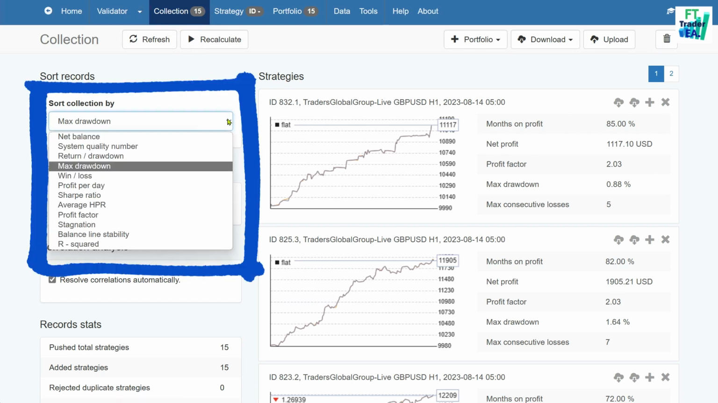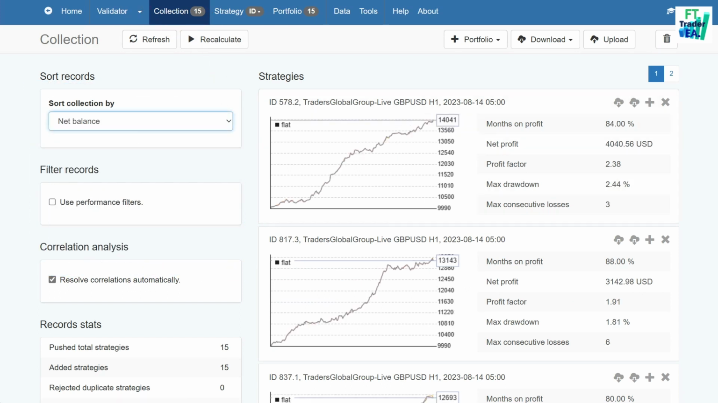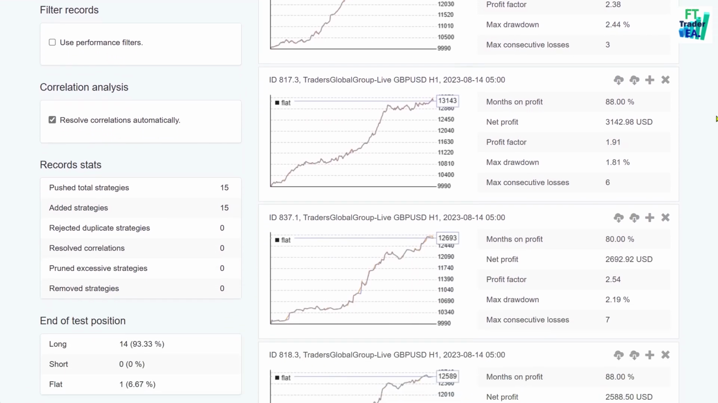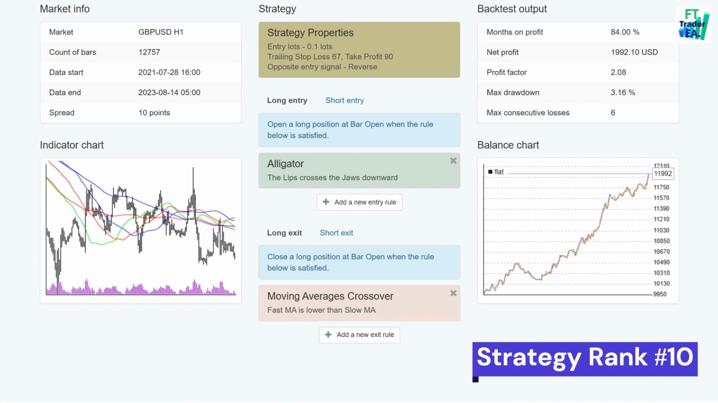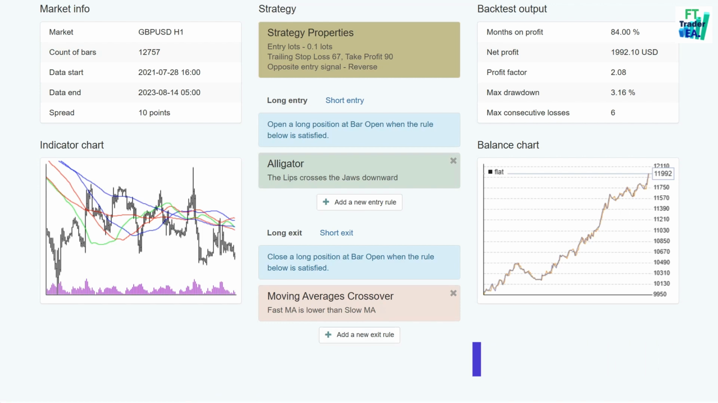Sorting the list by net balance, I will delve into the specifics of the 6th to 10th strategy. Let's kick things off by unveiling the details of the strategy ranked 10th and then work our way up the ladder. Strategy ranked 10th. This strategy harnesses the power of 2 indicators. A well-defined stop loss of 67 pips is coupled with a trailing stop, while the take profit is set at 90 pips. Position closure is triggered by an opposing entry signal.